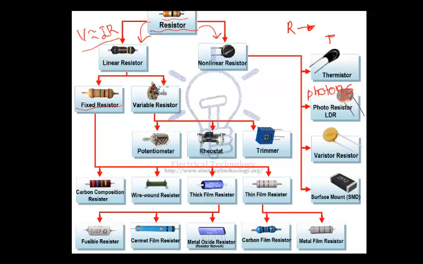Then there is a variable resistor whose value can be varied, also known as a potentiometer. They are widely used in industry. For a potentiometer, there is a range of resistance which we can vary. So you can see potentiometers, rheostats, trimmers. Rheostats are very big, bulky elements. They can be used in various industrial labs.